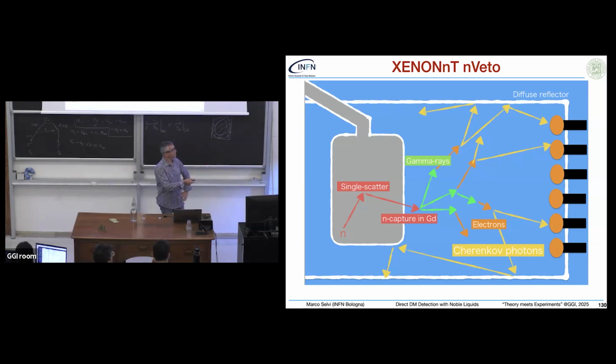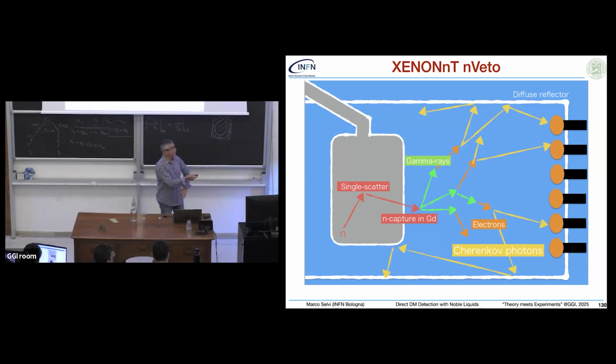The idea is that the neutron is dangerous when it makes a single scatter, because it has to look like a WIMP, okay? This is true for any neutron veto. If the neutron makes a single scatter, it means that it came out. If it ends inside, it will be captured by xenon or argon, and it will be seen. To be dangerous, it has to be out. So what we do is stay outside and check it as soon as it comes out.